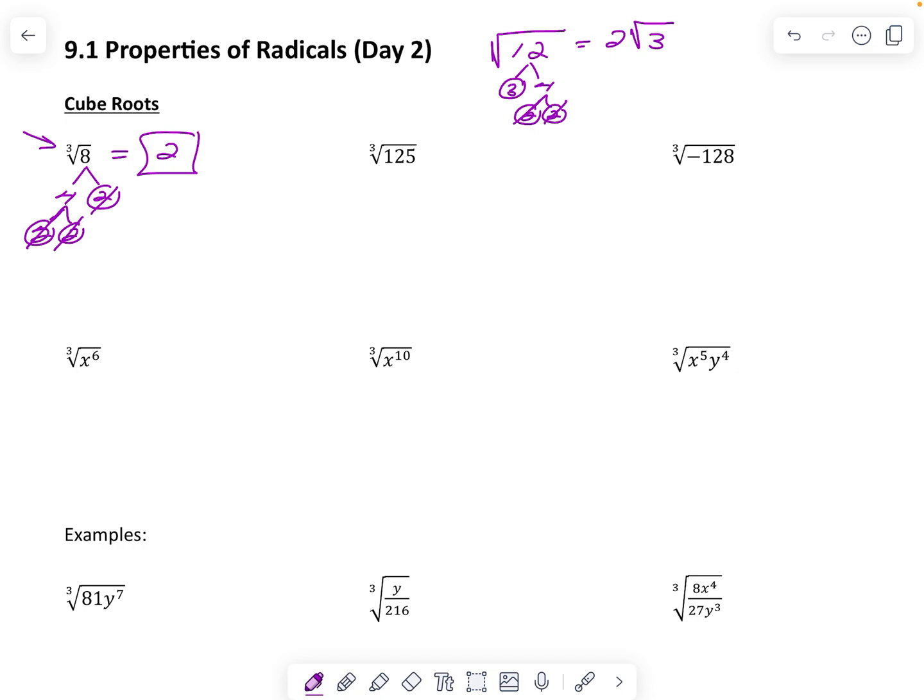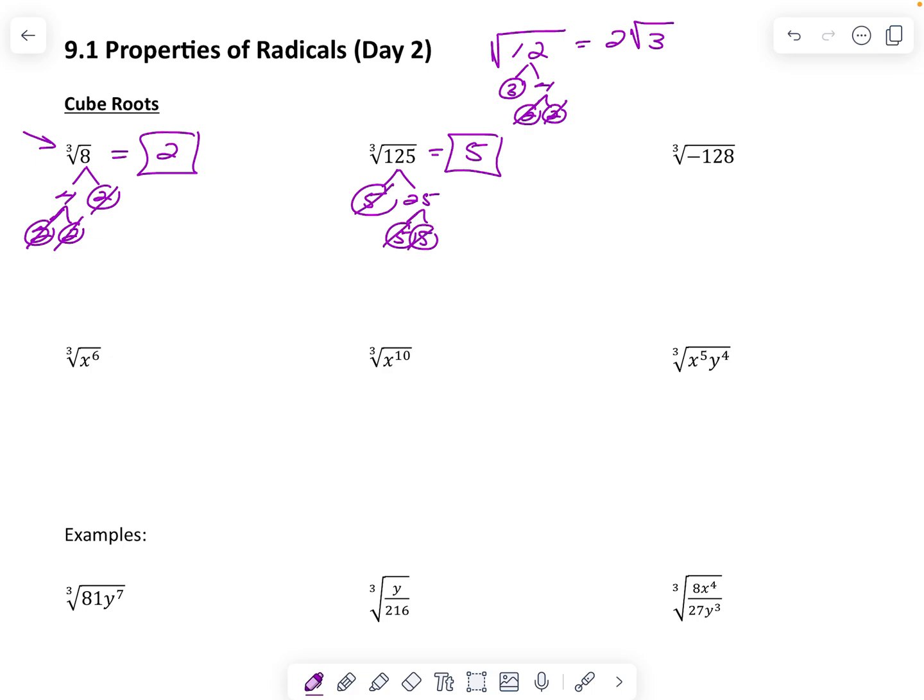Cube root of 125. Again, you can use your calculators. We know 5 goes into this, so if we divide 125 by 5, we get 5 times 25, 5 times 5, and the cube root of 125 is 5 because we have 3 of them.